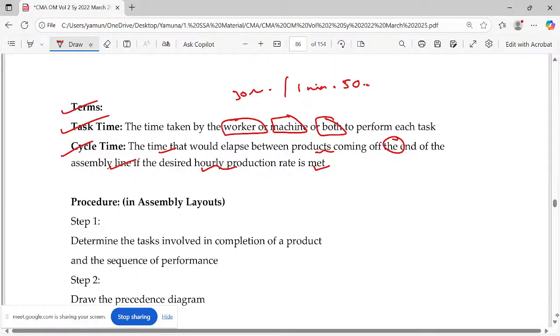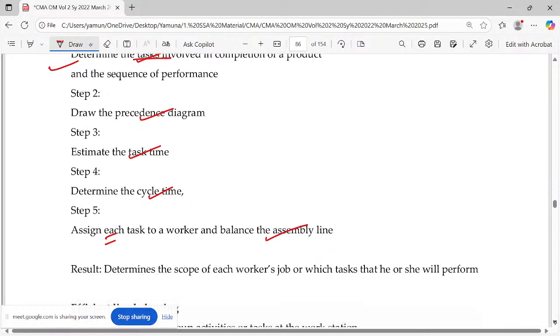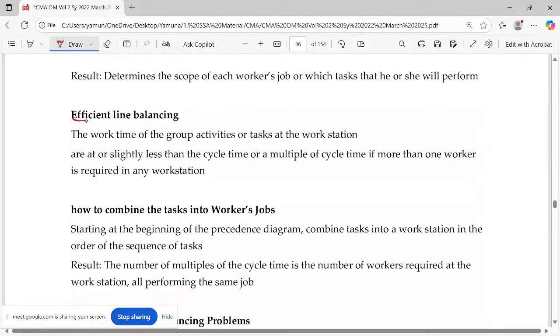Cumulative value. How we do it in assembly layout: you determine the tasks involved, you draw the precedence diagram, you estimate the task time, you determine the cycle time, and assign each task to a workstation and balance the assembly. These are the steps, probably you might make a note of it because we are going to do this. Probably this might be needed in case it's a theory question. The work time will be allotted for the group activities, and we'll make the workstation time at or slightly less than the cycle time. So if it is needed for 3 minutes, I'll make it a few seconds less than that. It depends on the case.